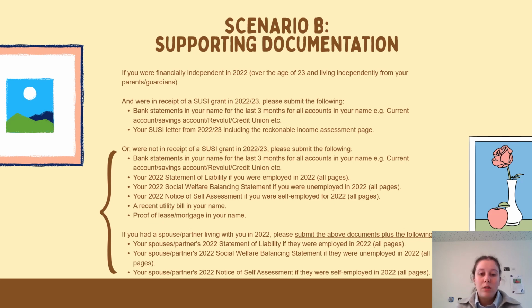If you were not on SUSI and financially independent in 2022, I want your 3 months bank statements, I want your financial documentation, I want a recent utility bill in your name, I want proof of your lease or your mortgage in your name, and if you had a spouse or partner, I'll also need their financial documentation. Again, all of these things can be found on your online Revenue account. This information, scenario A and scenario B, is on our website.